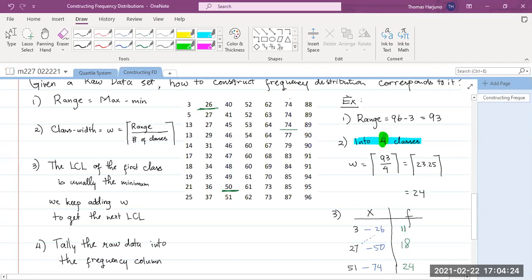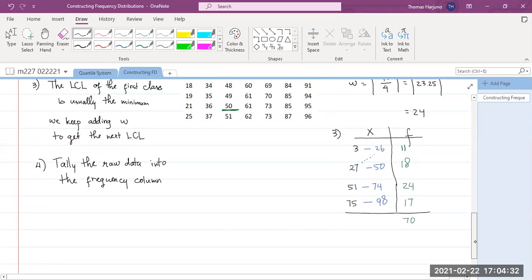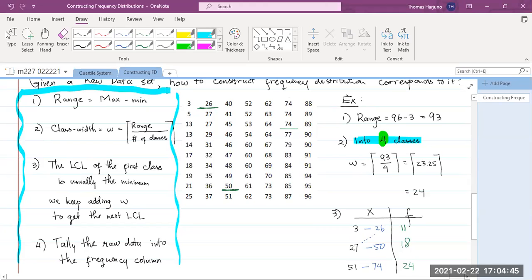Now let me ask you to try this. Try to do it on your own, following the same procedure. Did you write this down yet? Let me ask you to write down the procedure, at least the procedure, and then I will give you another example.